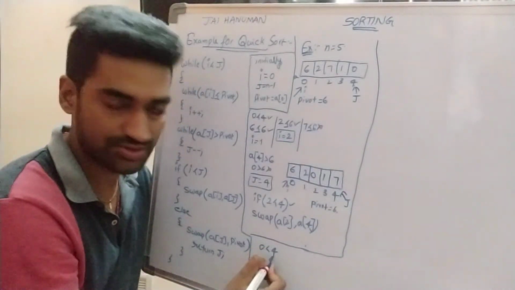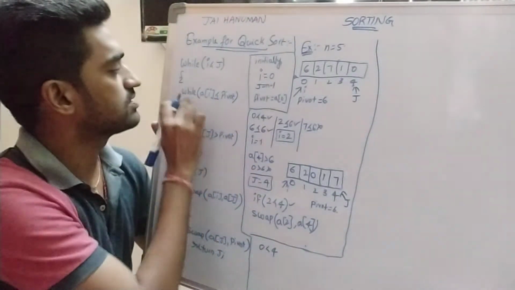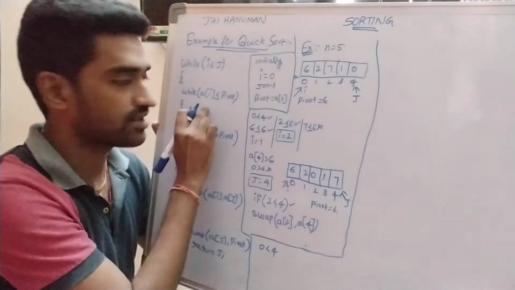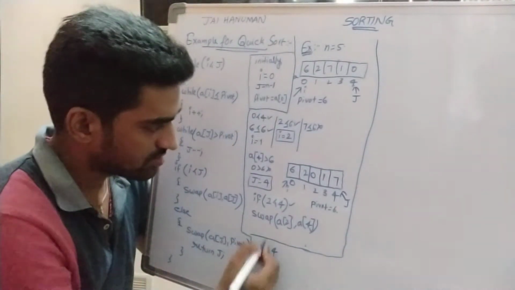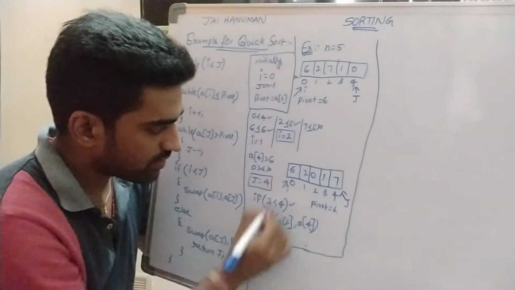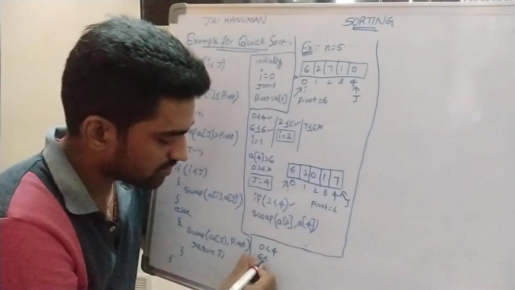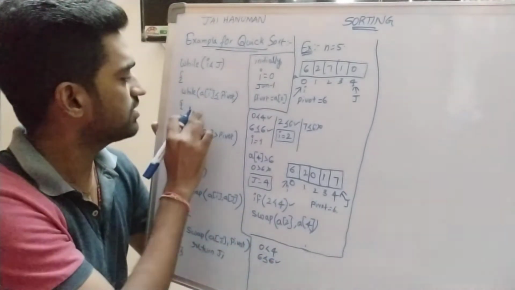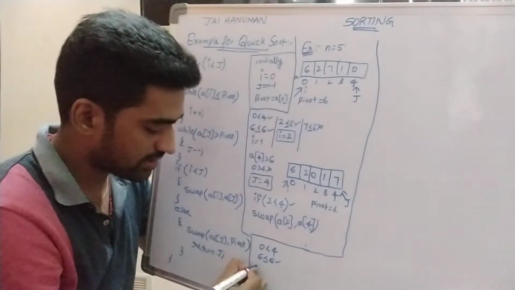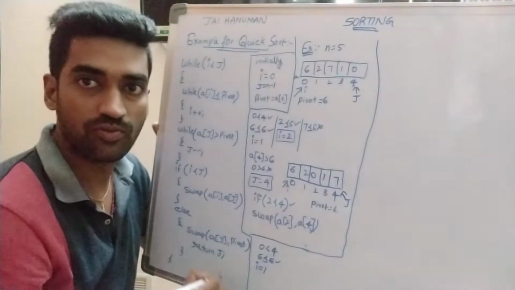Is the condition true or false? True. So that's why we can execute this condition: while a of I is less than or equal to pivot. That means a of 0, which is 6, is less than or equal to 6, right? So the condition is true, then we are incrementing the I value. What is the I value? I is equal to 1.